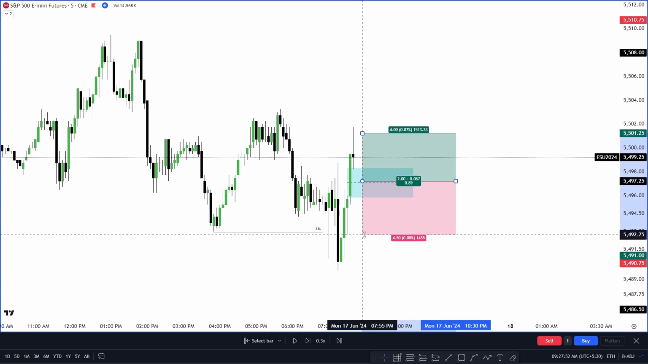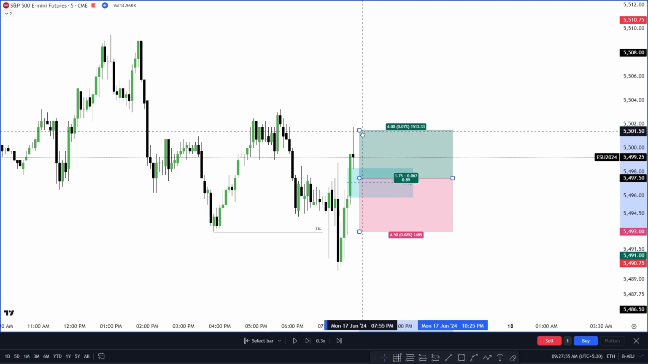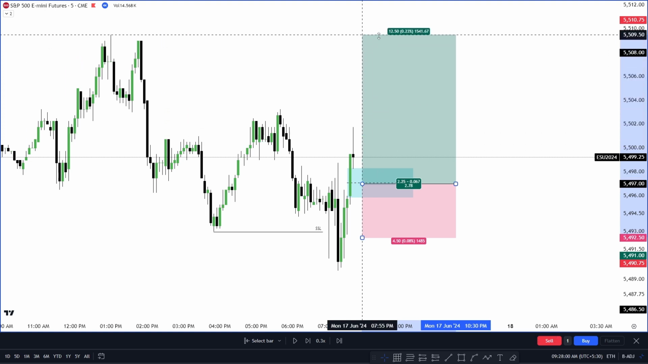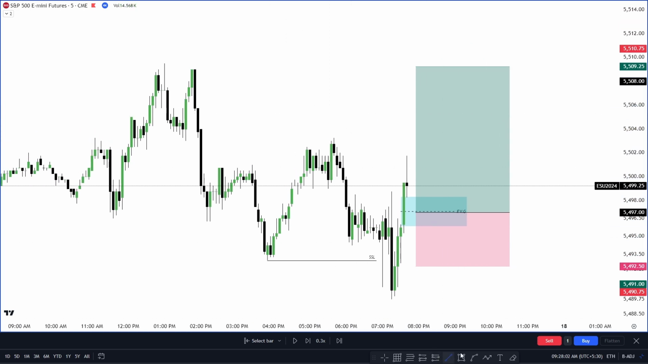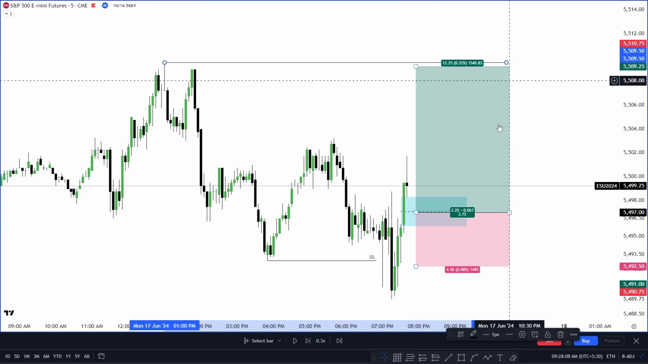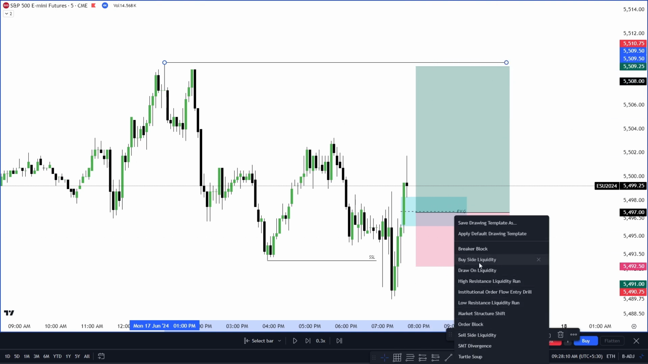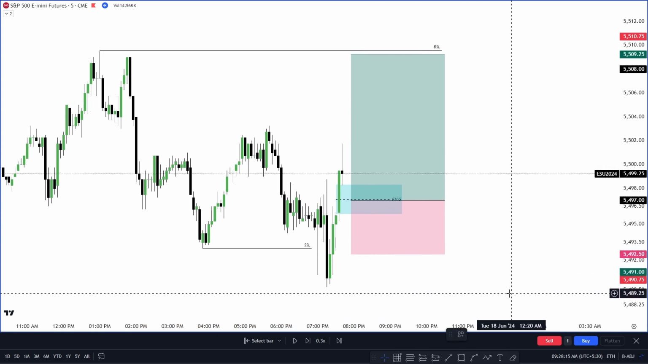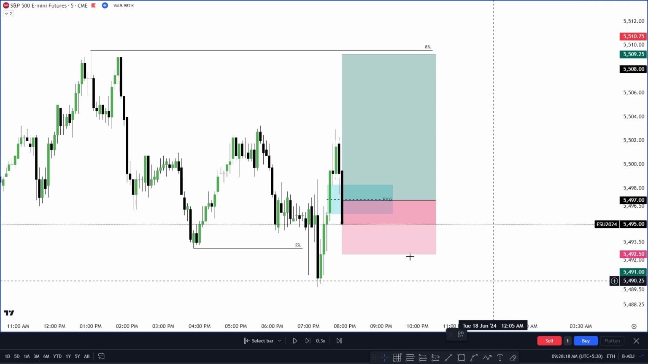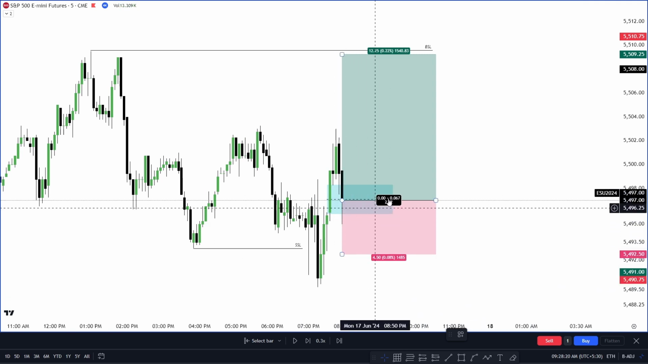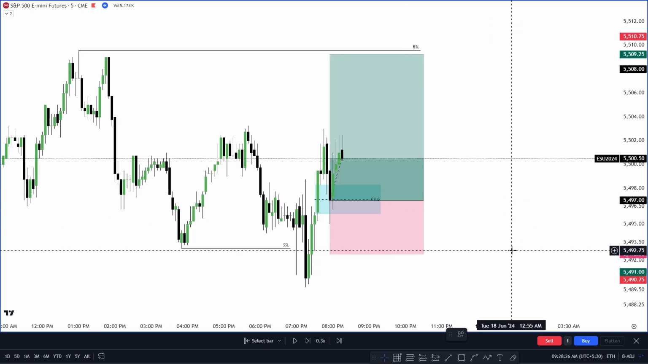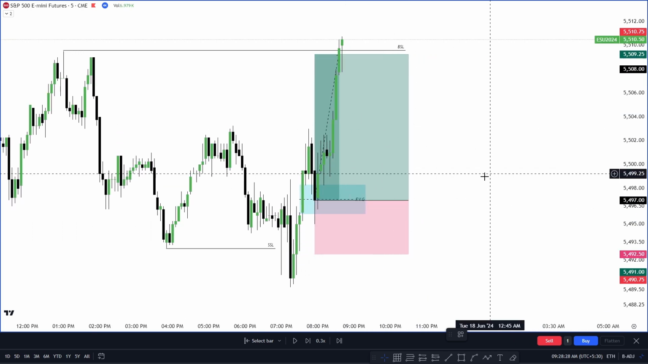Stop loss right here and target these highs. This will be our equal highs. Let's put buy side liquidity. Price got tagged in, closed above the 50% level of the fair value gap, and we got our TP.